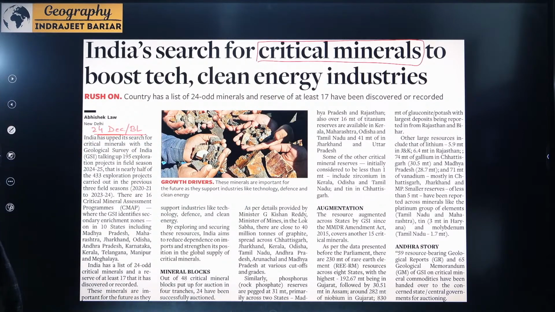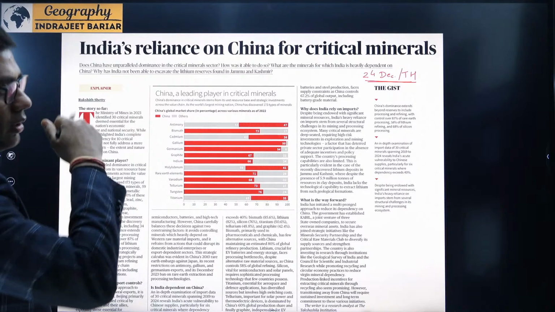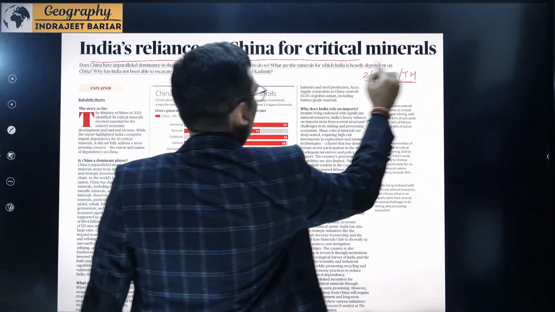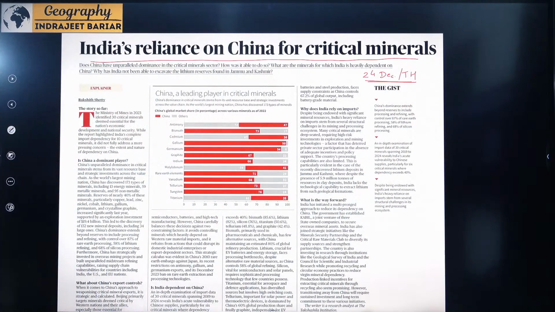So in this case of critical minerals, Business Line reads: India's search for critical minerals to boost tech and clean energy industries. Along with that, The Hindu covered India's reliance on China for critical minerals. This is what the news had been.